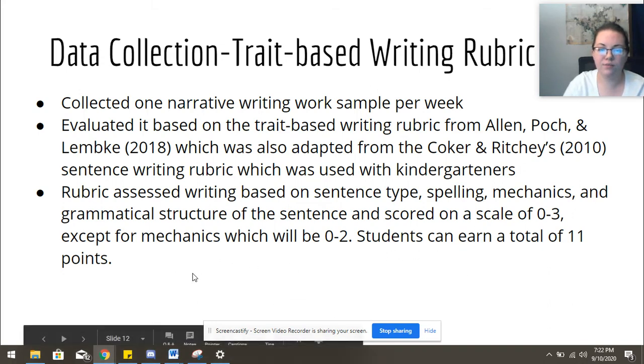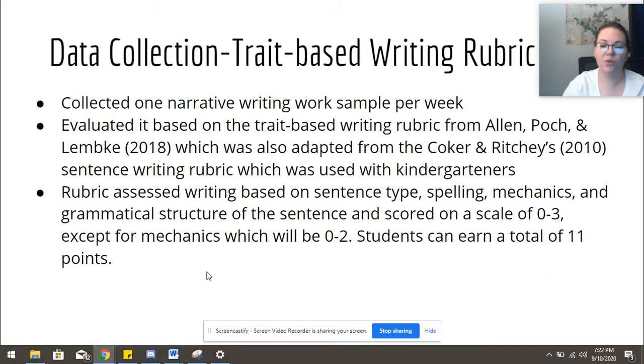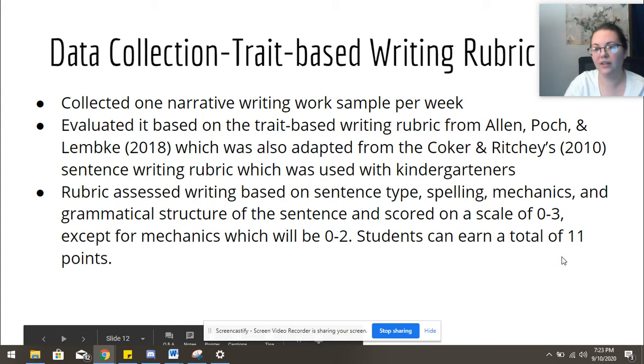The rubric assessed writing based on sentence type, spelling, mechanics, and grammatical structure of the sentence, and it scored them on a scale of 0 to 3, except for mechanics, which was 0 to 2, and students could earn a total of 11 points.